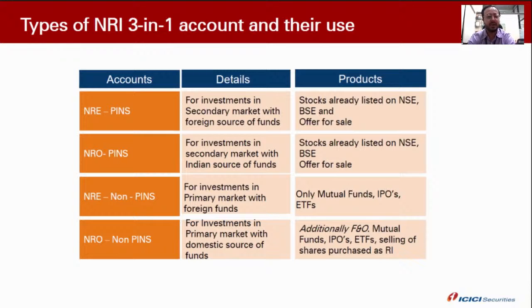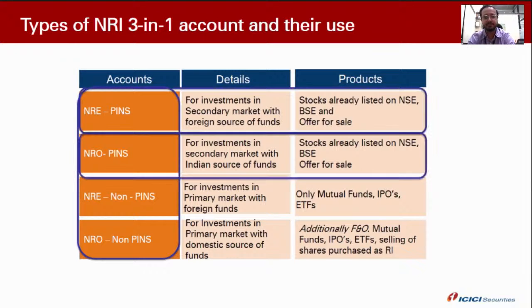And then you have the NRE non-PINS and the NRO non-PINS, for using NRE and NRO funds for selling shares that you have received due to a corporate action, and also for trading in futures and options and ETFs as well. And a non-PINS account will also be required if some resident wants to gift you some shares, so those shares are transferred into the demat that is linked to the NRO non-PINS account, right?